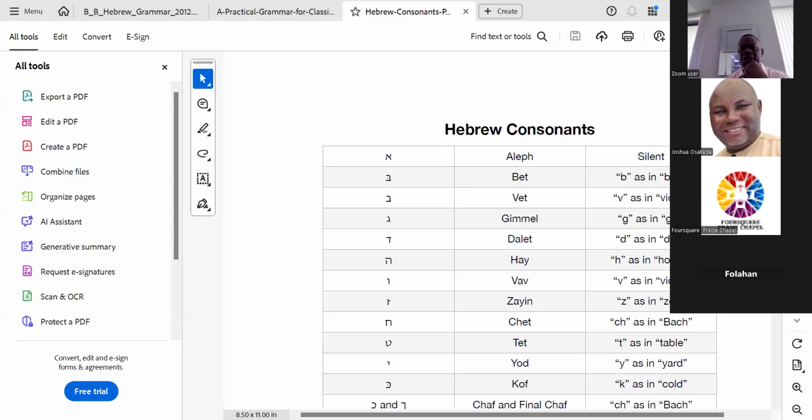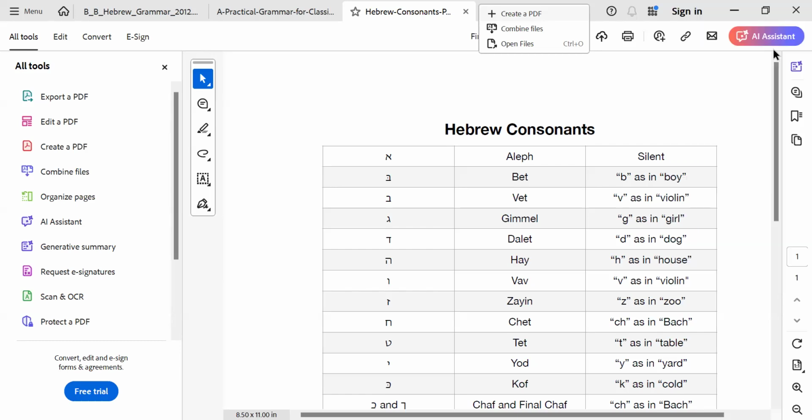Okay. Can you see my screen? Yes, sir. Is it changed? Do you see the consonants? Are you seeing the consonants? Yes, very well. Okay then, so I can carry on. Let me just minimize this so it doesn't cover.